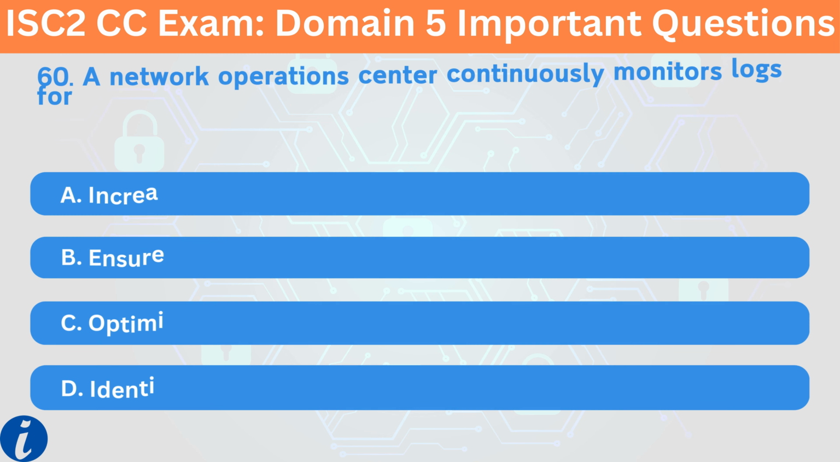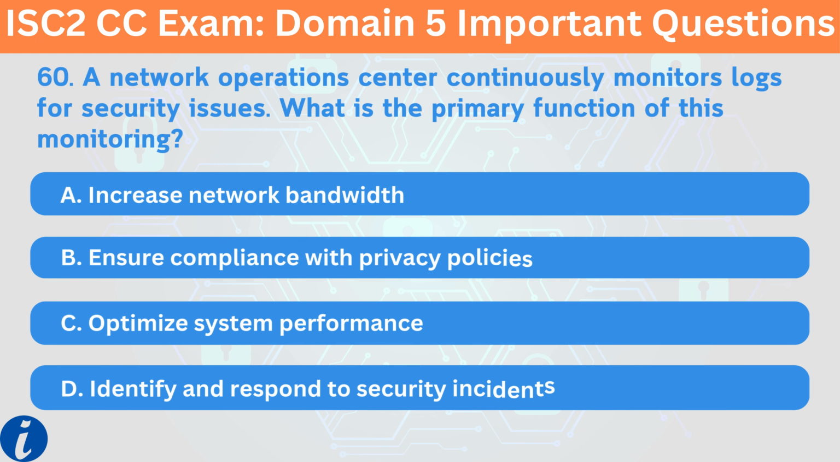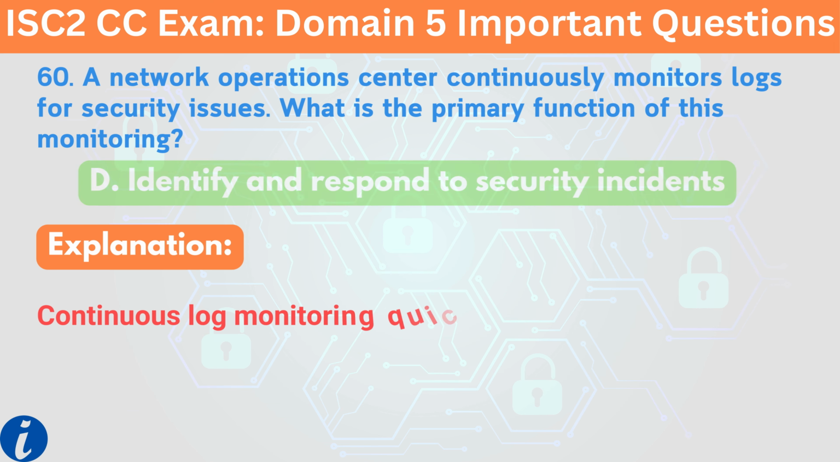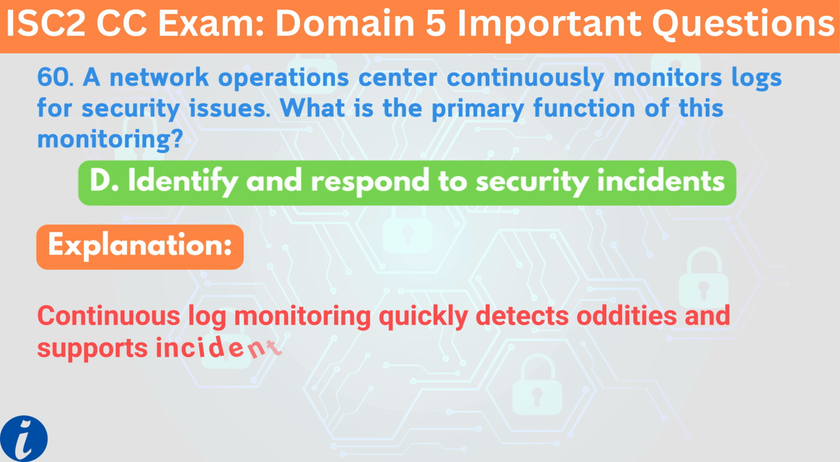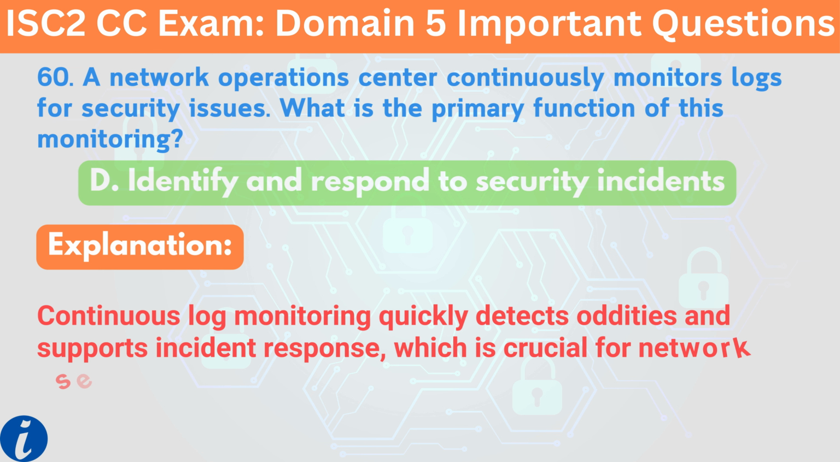60. A network operations center continuously monitors logs for security issues. What is the primary function of this monitoring? A. Increase network bandwidth. B. Ensure compliance with privacy policies. C. Optimize system performance. D. Identify and respond to security incidents. The correct answer is D. Identify and respond to security incidents. Explanation. Continuous log monitoring quickly detects oddities and supports incident response, which is crucial for network security.